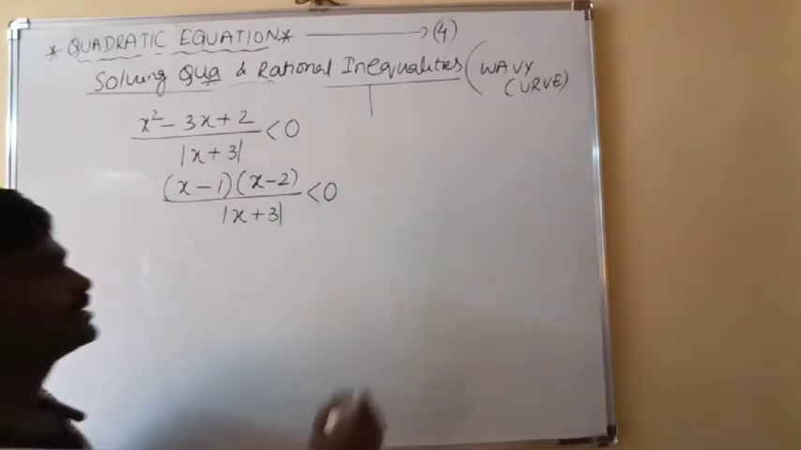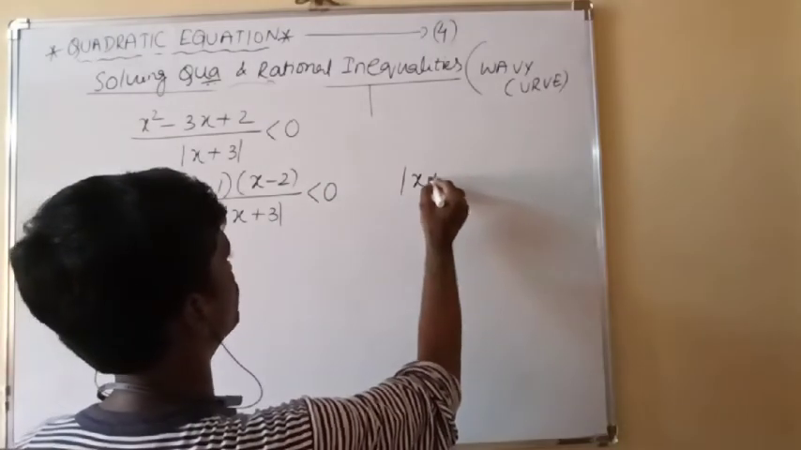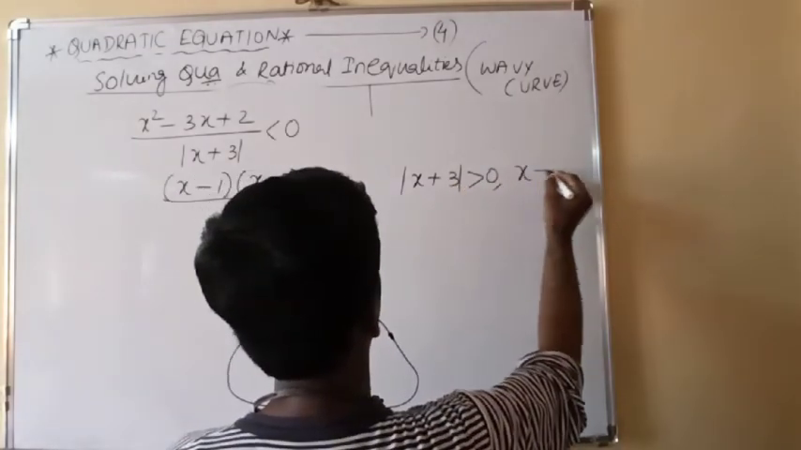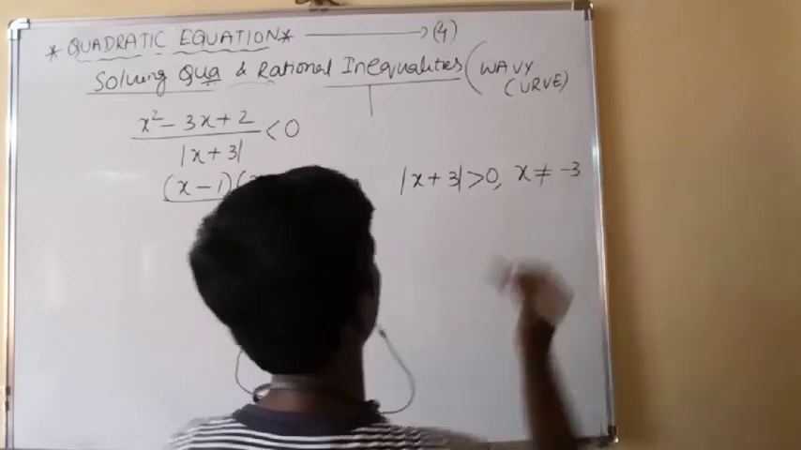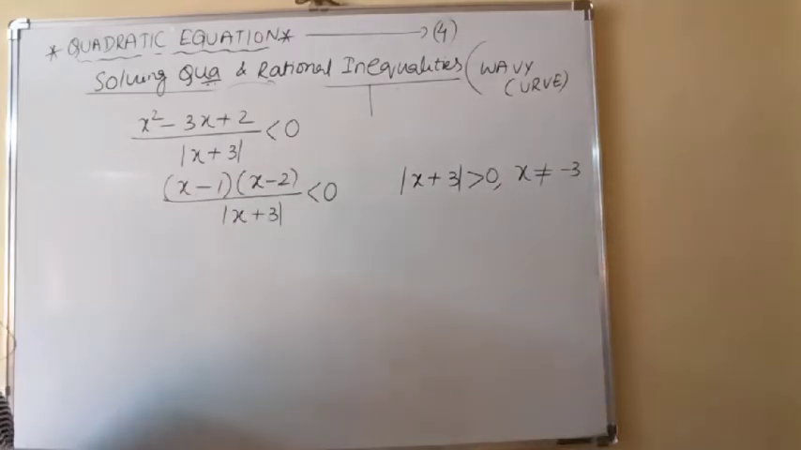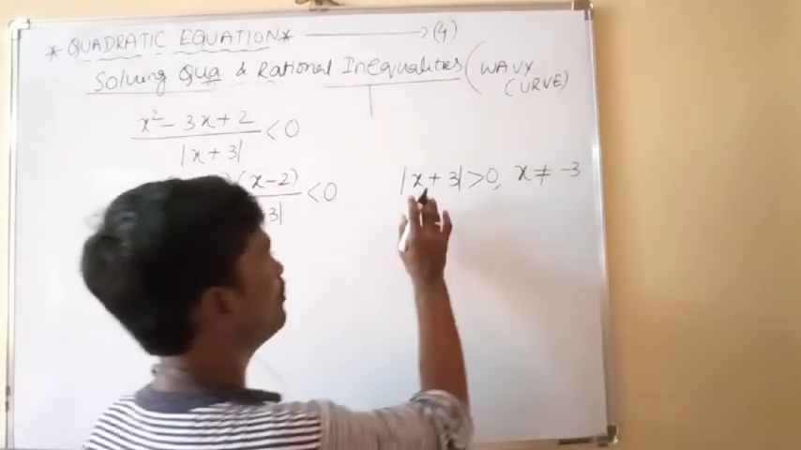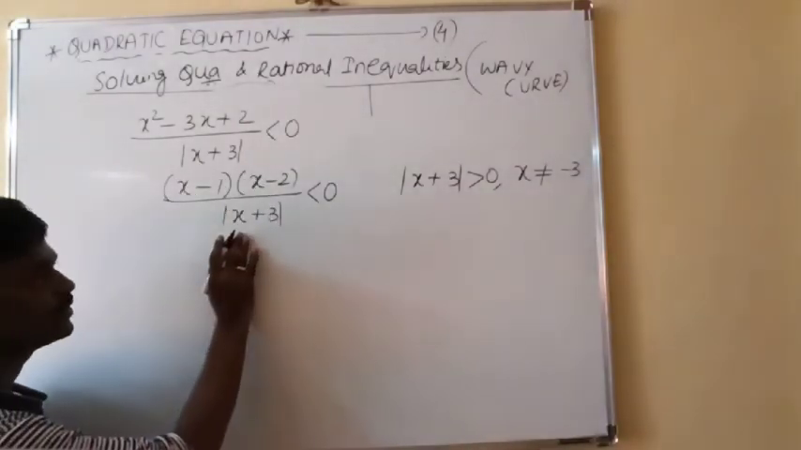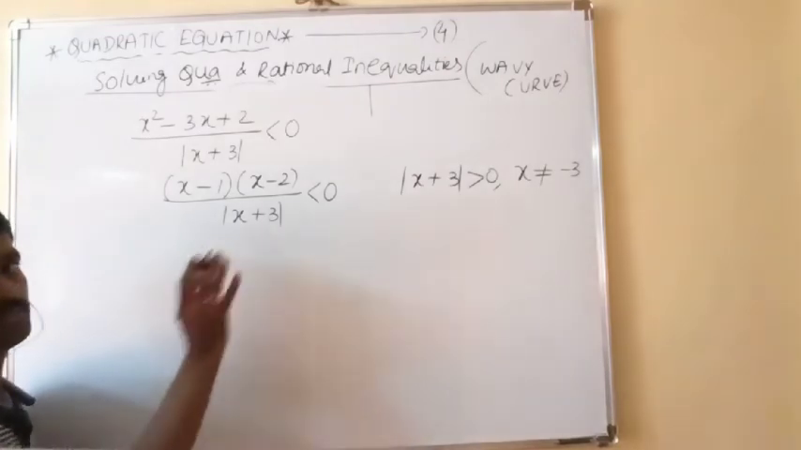So anyway, mod x plus 3 is always positive. So it is true for all x, but x should not be equal to minus 3. Because if x is equal to minus 3, what will happen? Mod x plus 3 is 0. That means mod x plus 3 is positive for all values of x except minus 3.